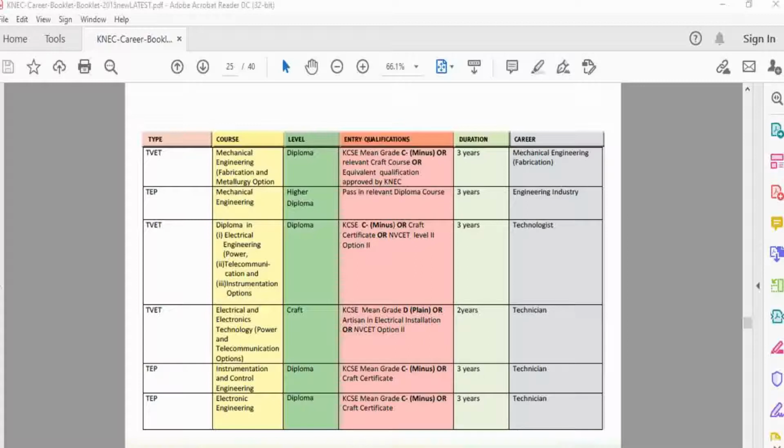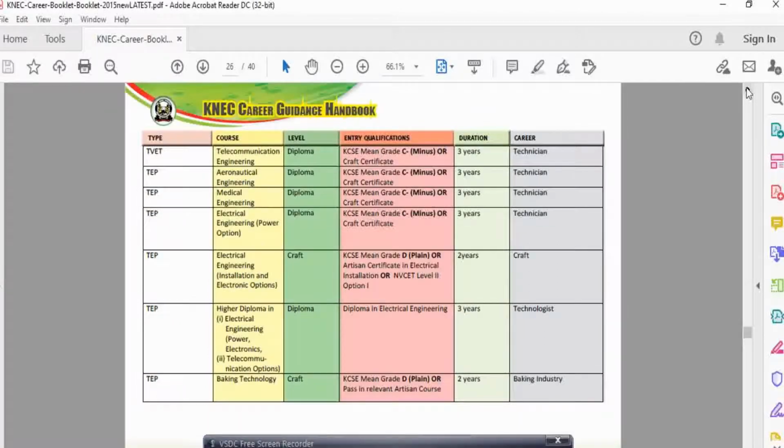There are also craft courses in electrical engineering for the same branches, that is electrical and electronic engineering, power option, and electrical and electronic engineering, telecommunication option. Similar to craft in mechanical engineering courses, the entry grade is Diploma, and the courses usually take a total of 2 years.